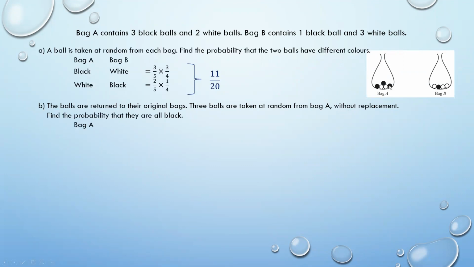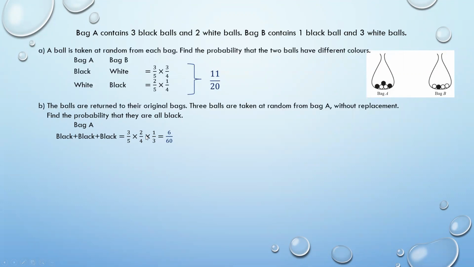If they are all black, you need black, black, black. So 3/5 originally. Then after you pick the black, you don't put it back. So the total now becomes 4, not 5 anymore, and you still have 2 black inside because you already took out 1.